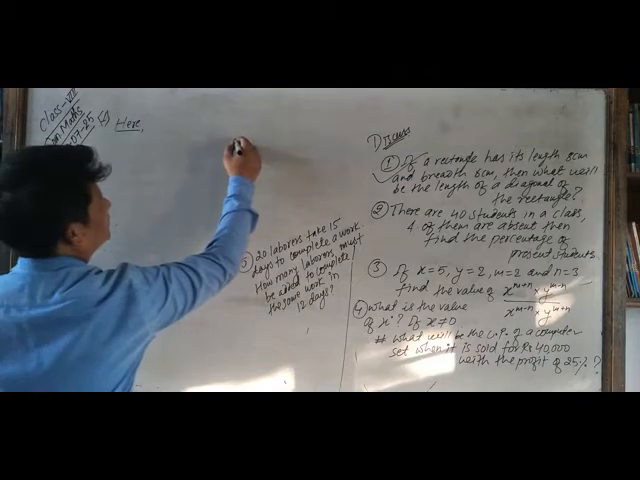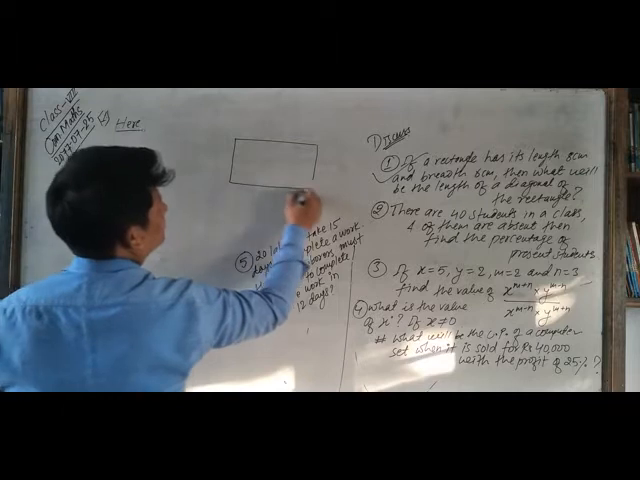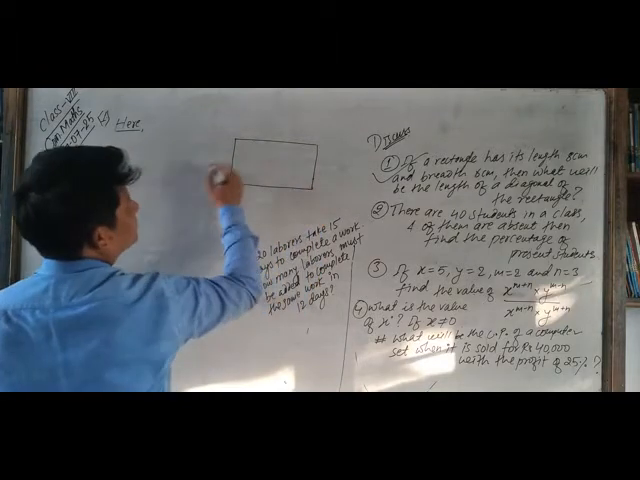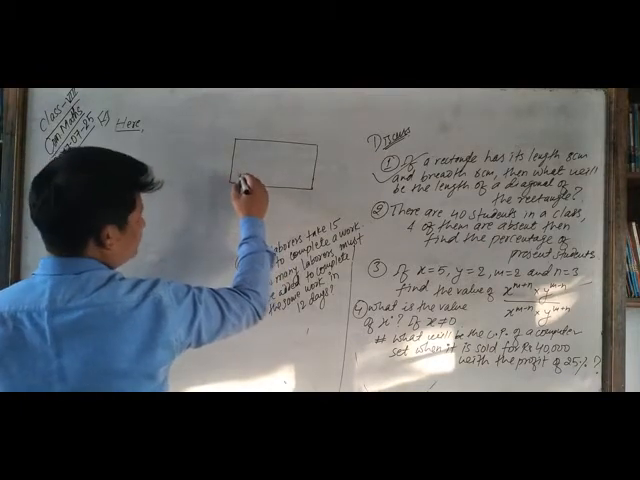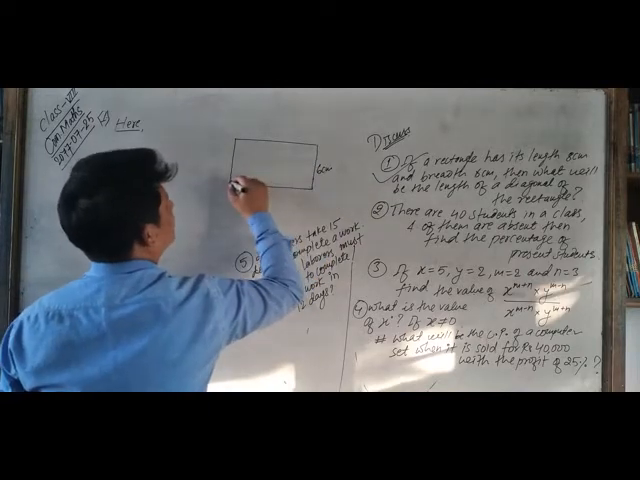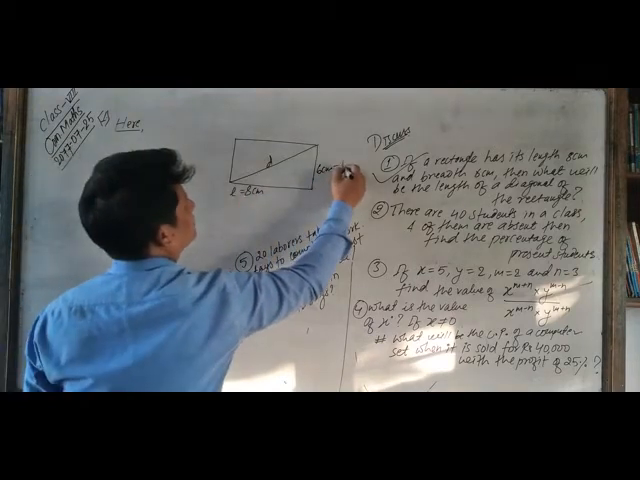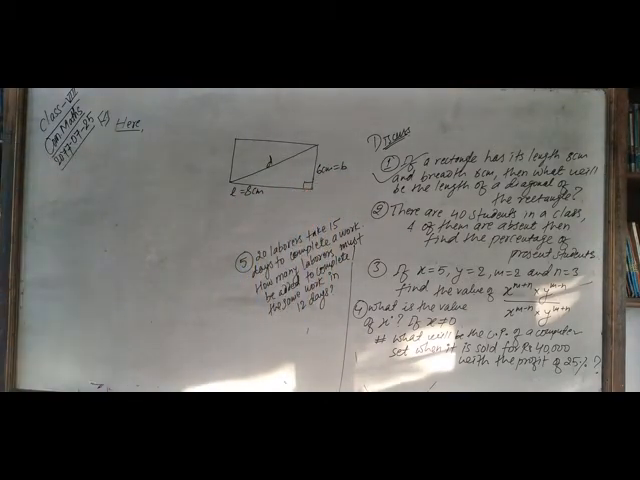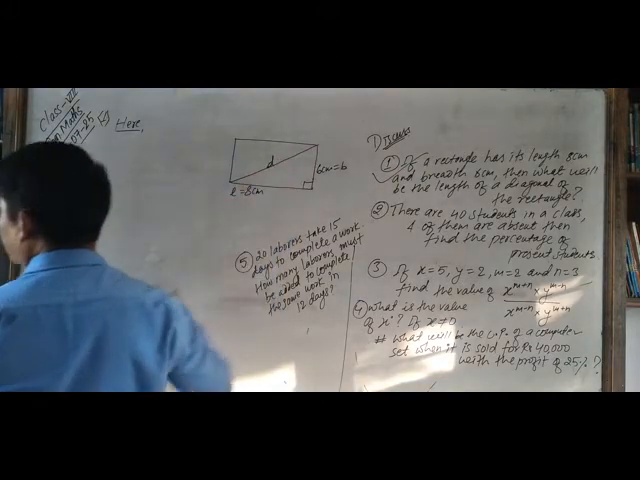If you draw the figure here, then it will be more perfect. It is the rectangle. Length is given 8 cm and breadth is given 6 cm, and it is the diagonal D. It is the length L, it is the breadth B, and each interior angle of the rectangle is 90 degrees. So we have to apply this property.